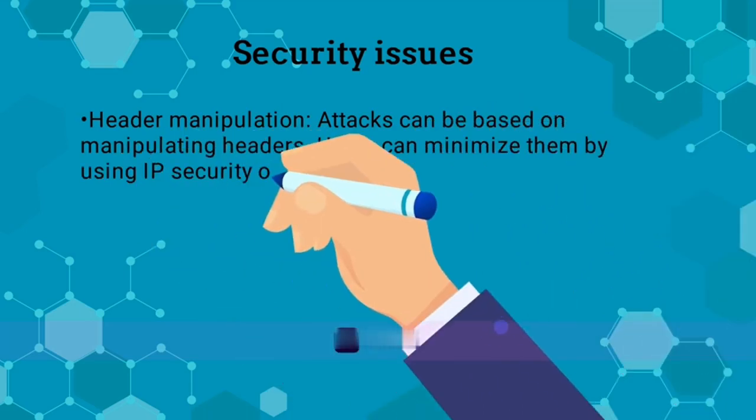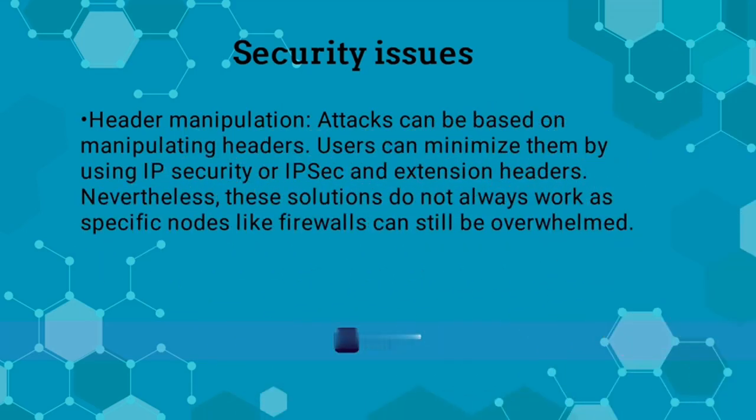Security issues. IPv6 offers many more performance improvements than its predecessor, yet it is still vulnerable. The main security concern in IP version 6 revolves around header manipulation. Attacks can be based on manipulating headers. Users can minimize them by using IP security, or IPsec, and extension headers. Nevertheless, these solutions do not always work, as specific nodes like firewalls can still be overwhelmed.